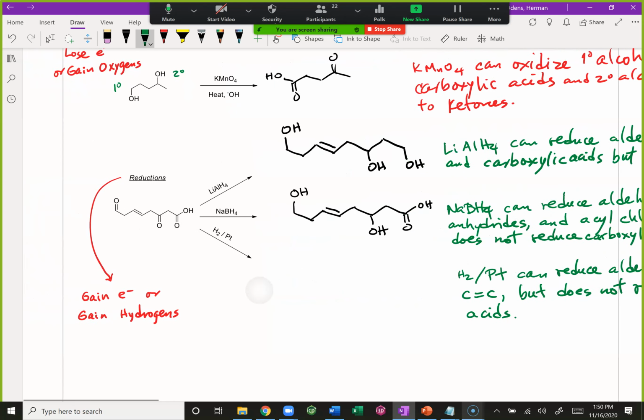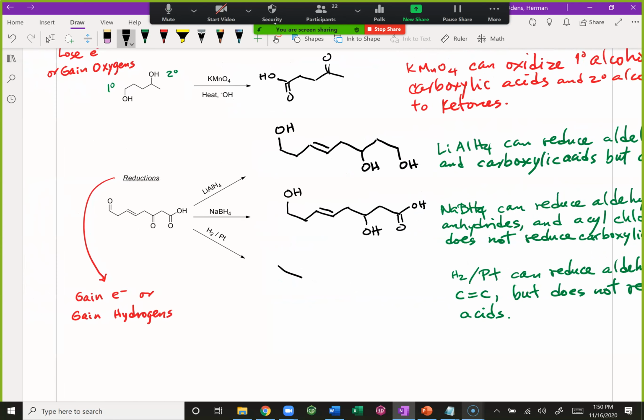All right, so we have 8 carbons again. And so the aldehyde gets reduced to alcohol. The double bond gets reduced. The ketone gets reduced. But the carboxylic acid does not get reduced. All right, and that's it.